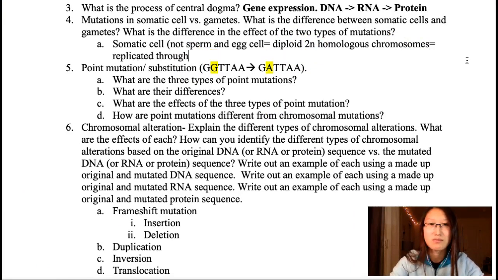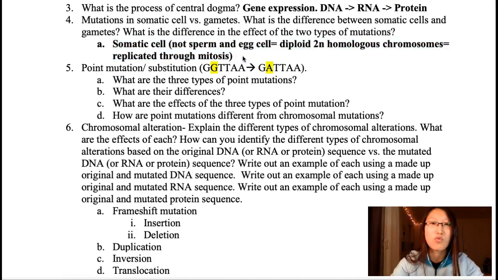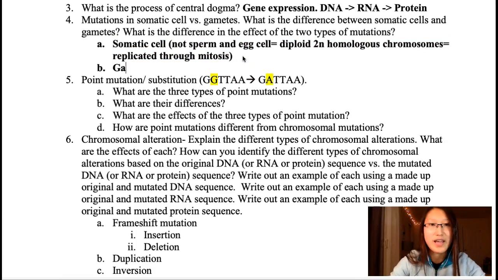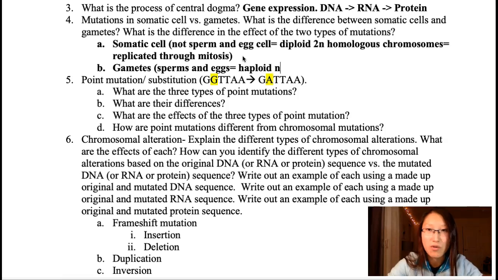They replicate through mitosis, right? So remember, when we go through the process of mitosis, you make the same cell. So if you were to produce more skin cells, mitosis will allow that. And then there are gametes, so those are sperm and eggs. And they're haploid, they're 1N, and there's no homologous chromosome.